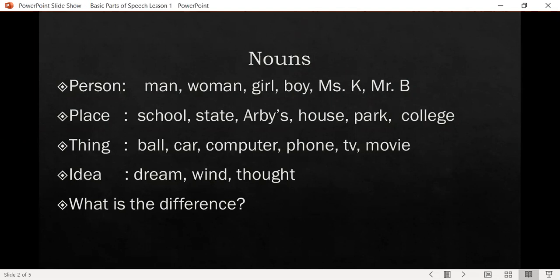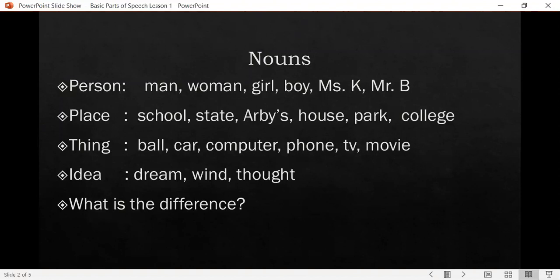There's person. It's a man, woman, girl, boy, Ms. K, Mr. B. I threw those in there because if it's a proper noun, like the name of something, you're always going to capitalize it. Otherwise, it's just an improper noun that doesn't have capitalization, just kind of like a general noun.